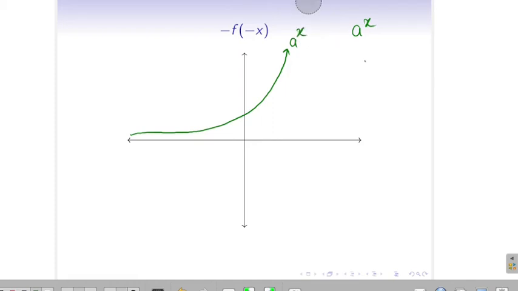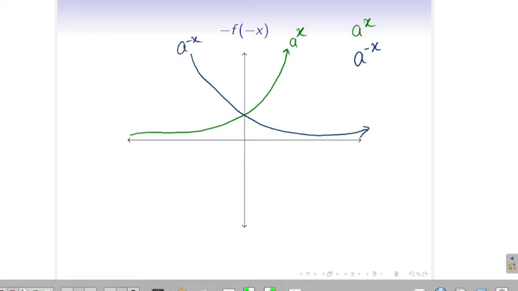Now I'll multiply it by the input, negative. So I'll make a to the power minus x. What will happen to a to the power minus x? The graph will be this one. This is the graph of a to the power minus x.